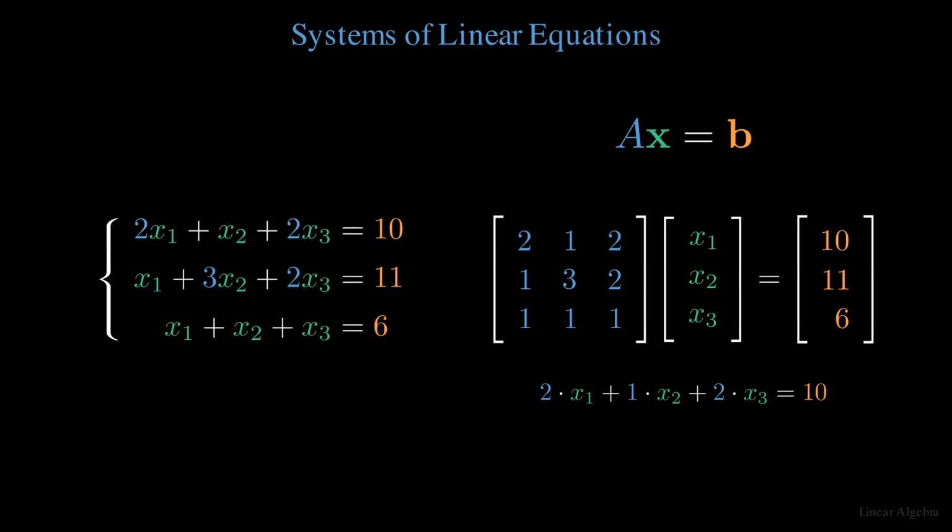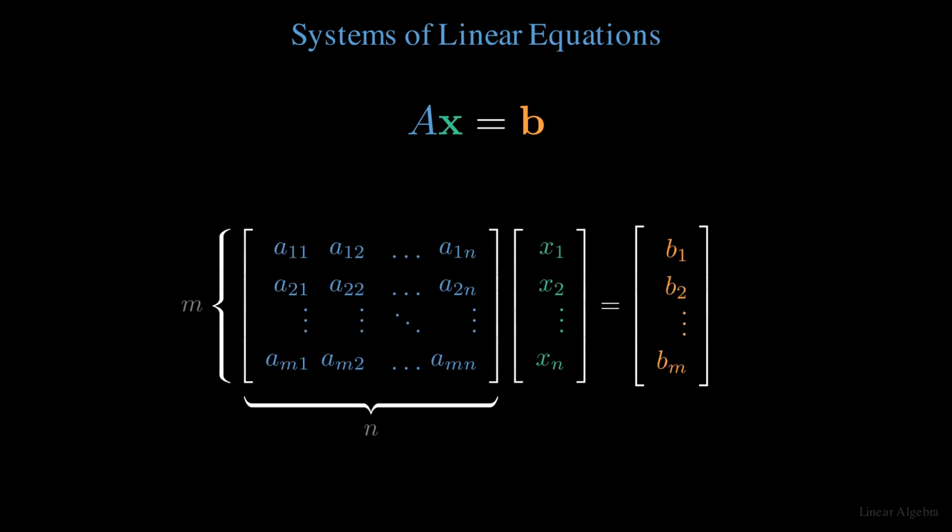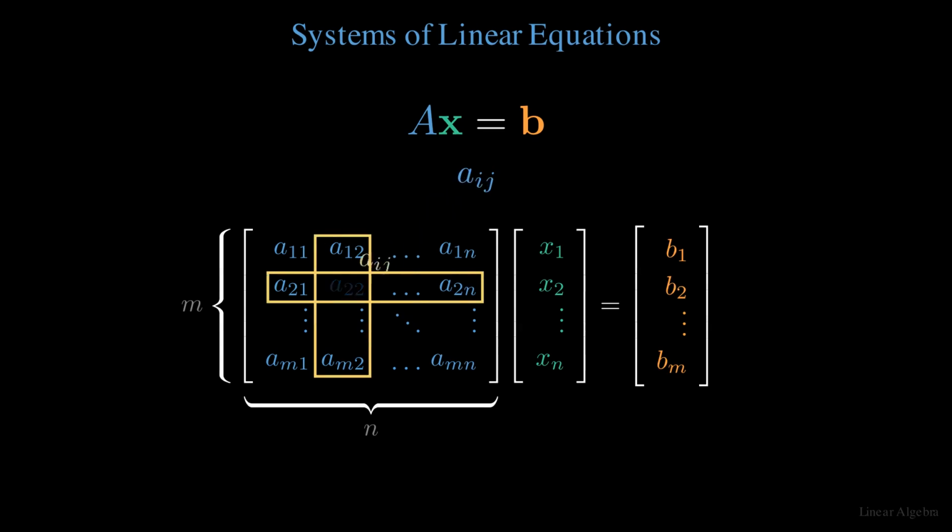And multiplying the first row of A by x, entry by entry, then adding it all up, recovers exactly the first equation. And this works for any size, m equations, n unknowns. The coefficient aij lives in row i, column j: row for the equation, column for the unknown. One compact equation, whatever the size of the problem.